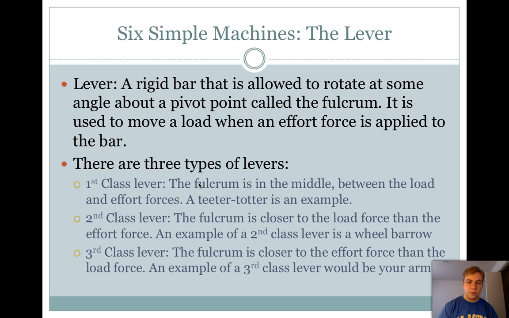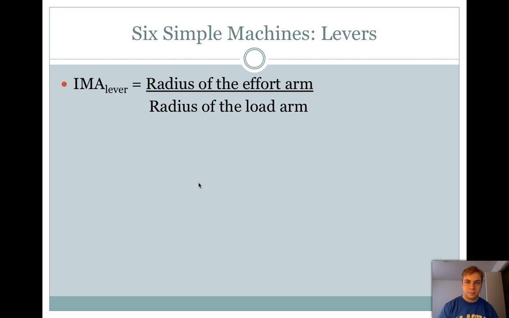Second-class lever, the fulcrum is closer to the load force than the effort force. An example of a second-class lever is a wheelbarrow. And a third-class lever, where the fulcrum is closer to the effort force than the load force. An example of a third-class lever would be your arm.